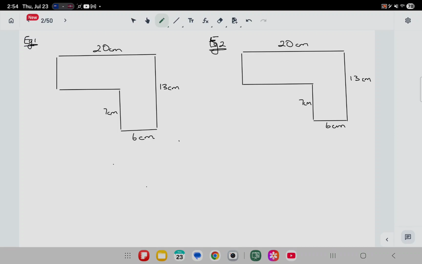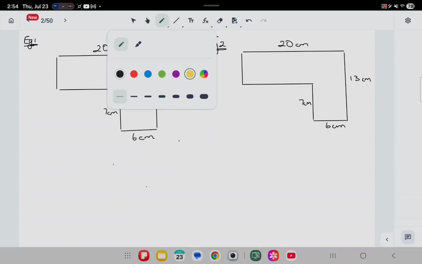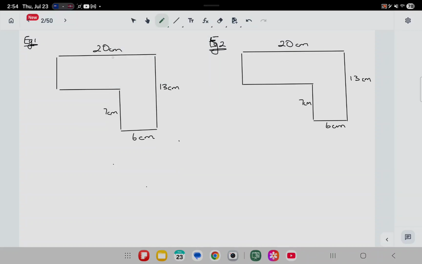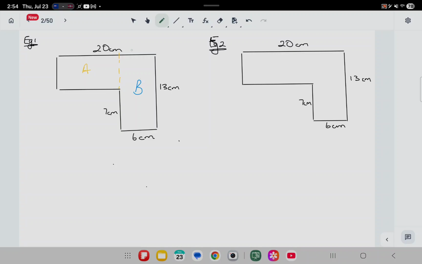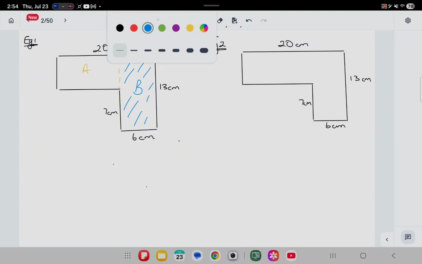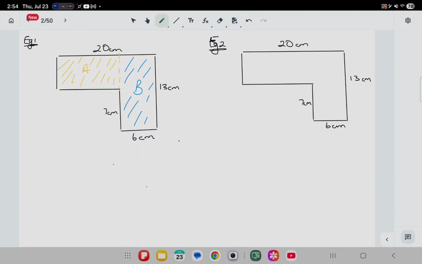So, looking at these examples here, we could split this shape into two parts. First, example 1, I'll split the shape like this, forming two shapes. I'll call here A, and I'll call here B. So this entire part here would be the area of B, and this entire part here would be the area of A. We're thinking about it as though we take our scissors and cut the shape into two separate parts.